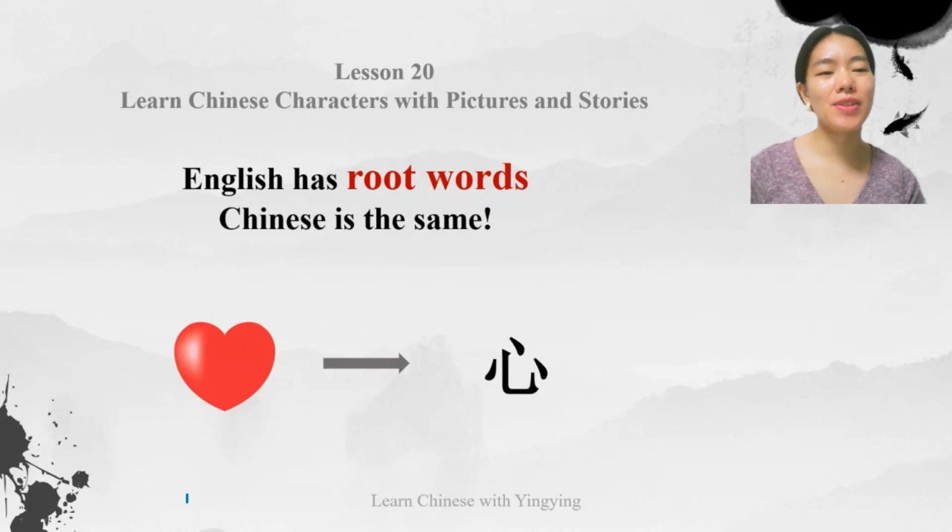I hope you can use this tip in your learning journey, the tip of root words. I hope this lesson was helpful. There are more lessons coming in this series.